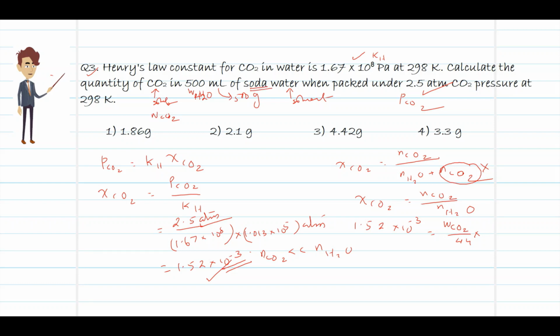Here it is given as soda water. In soda water, the number of moles of carbon dioxide present is negligibly small. So 500 ml of soda water is simply 500 ml of water itself. So it's 500 gram. When you substitute, instead of nH2O we will be substituting 500 by 18. Then on simplifying and solving this, the value of WCO2 comes out to be 1.86 gram. So option 1 is correct.